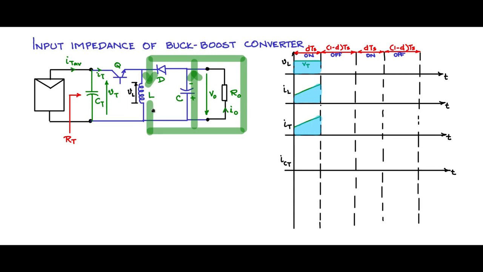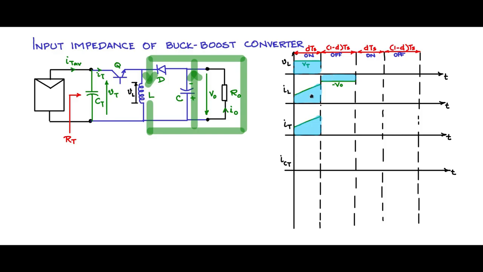Now let us draw the waveforms for this part of the circuit during the period 1 minus d into Ts. So if you look at the voltage across the inductor, you see that Q is off, the diode is on. This is V0 voltage with this negative, so you have minus V0 coming across the inductor, so that is V0. And this is negative portion, this is the positive portion. Negative and positive portion should balance out so that the average is 0.